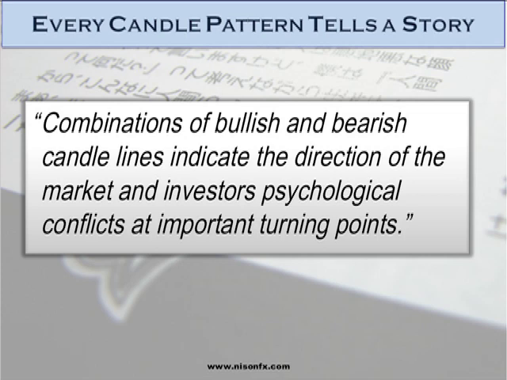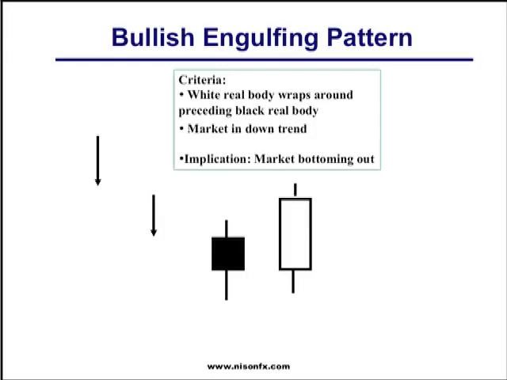Now, this is one of the books I had translated. I have dozens of books translated from Japanese to English, and in one of the books it says this: combinations of bullish and bearish candle lines indicate the direction of the market and investors' psychological conflicts. Okay, I like to say every candle pattern tells a story. So let's think about the story of this pattern.